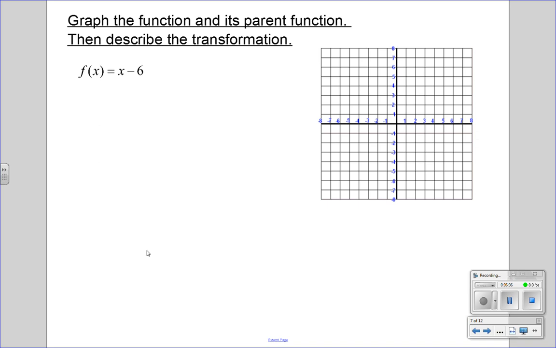describe the transformation. All right, so if we look at this, this is a linear, so we're going to be drawing a line. And the linear parent function is f of x equals x. Let's draw that one first. Let's see what that looks like. So we're going through the origin with a slope of 1. Let's do that in blue.